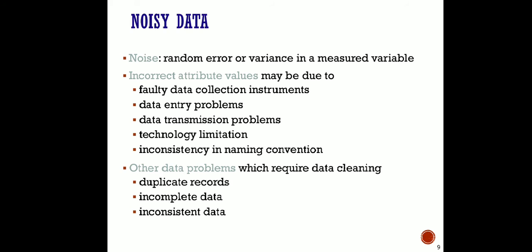In some databases they maintain age as one of the attributes, in some others they maintain date of birth as an attribute. So there the inconsistency lies. Ultimately they will treat them as two different attributes, inconsistency will occur, and ultimately we will get noisy data. Other problems are duplicate records, incomplete data, and inconsistent data. In these three situations we also need data cleaning.